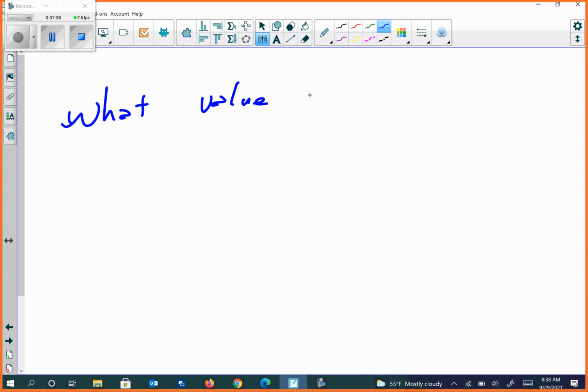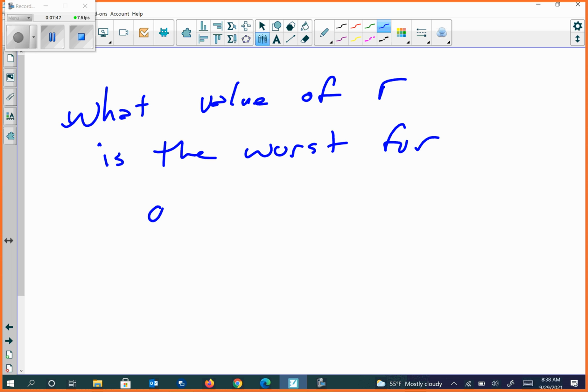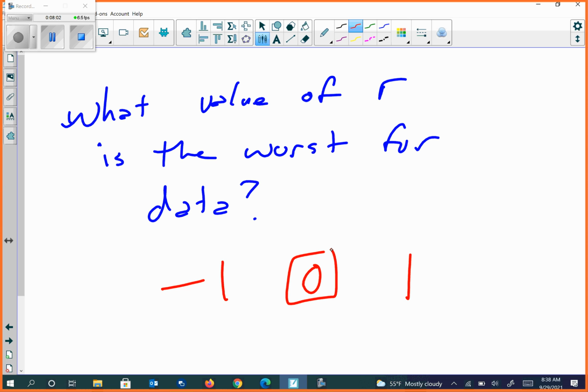What value of R is the worst for data? 0, yes. Okay, so remember the R value goes between -1 and +1. The closer you are to -1, the better. The closer you are to +1, the better. 0 is the worst.